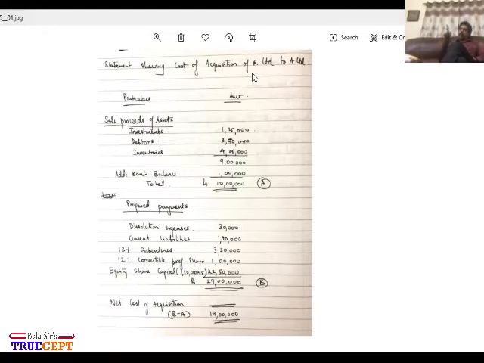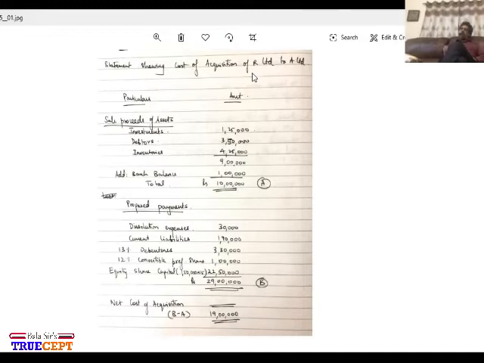Then you have a list of payments. The payments are: payment to debenture holders, 3,30,000; payment to the holders of preferred stock or preference shares; payment to equity shareholders; and then also dissolution expenses. And we have one more item, payment of current liabilities.